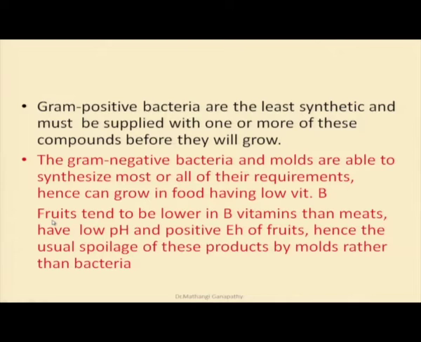Now, compared to fruits and vegetables, fruits are lower in B vitamins than meats. They have a low pH and they have a positive Eh value. So, usually the spoilage of fruits is by mold rather than bacteria.